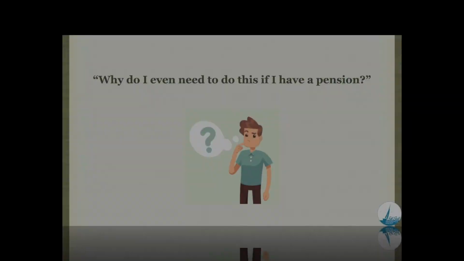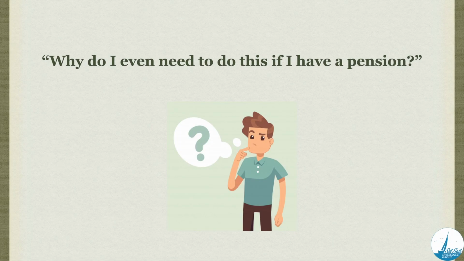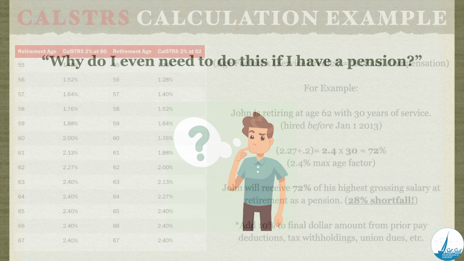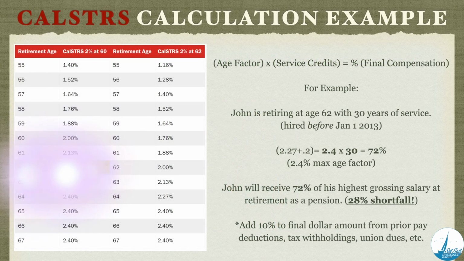Okay, so why are we even talking about these supplemental plans? If I already have a pension, why do I need this? Well, remember our example with John? When he retires with 30 years of service, he's only going to get 72% of his pension. Let's assume he makes $100,000 a year. That means he's only going to get $72,000 as his pension, and that's before we deduct the federal and state taxes.